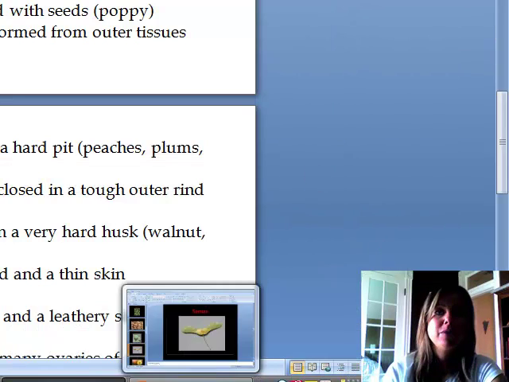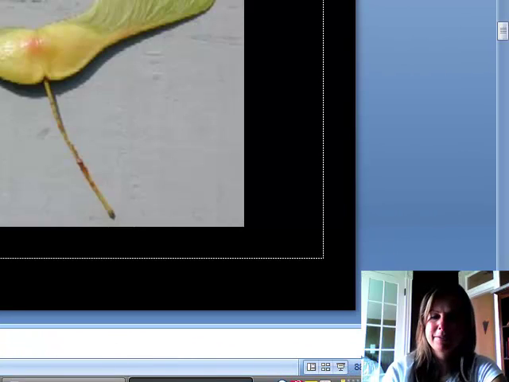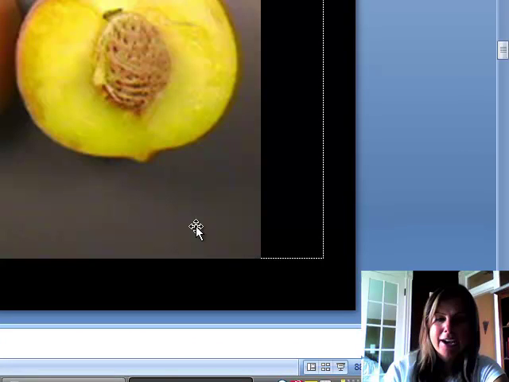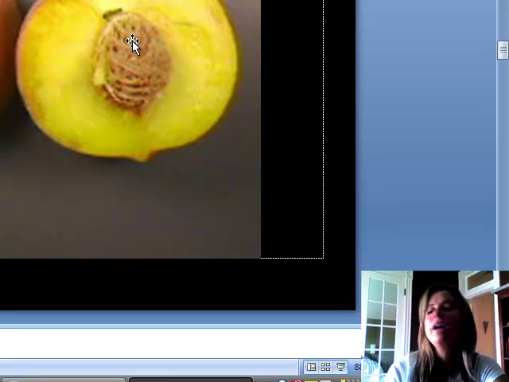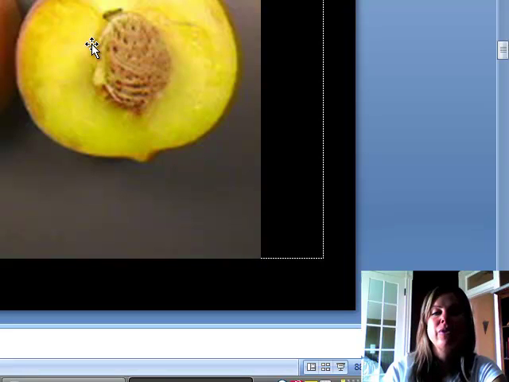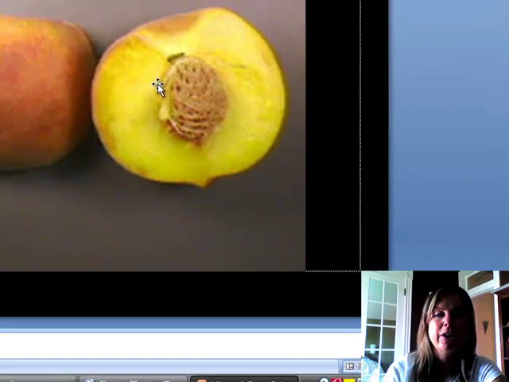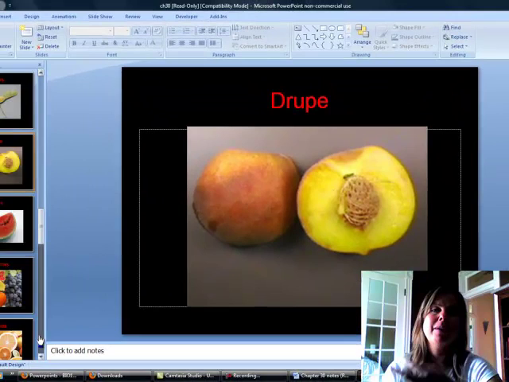The next type is going to be called a drupe. And here is a picture of a drupe right here. What's going to be a drupe is that the seed is actually going to be encased in this hard pit, and then it's going to have fleshy fruit around it, right? So peaches and plums and apricots, those are all going to be examples of drupes.